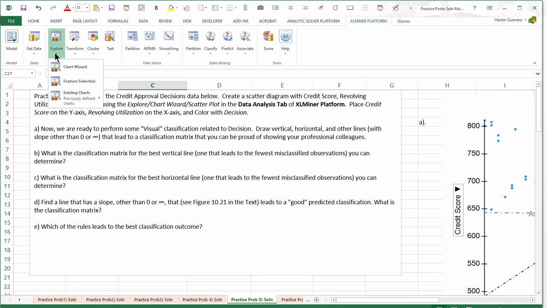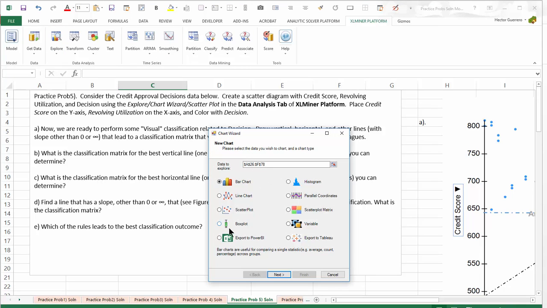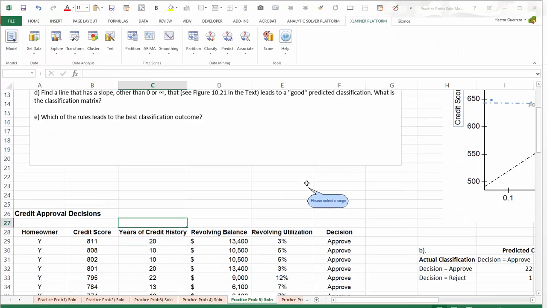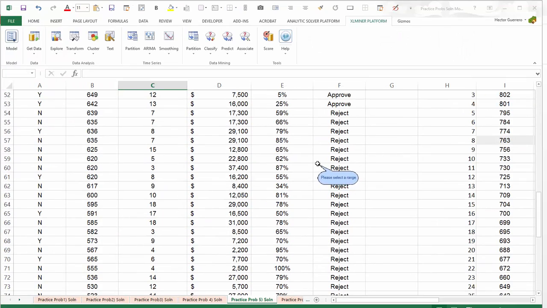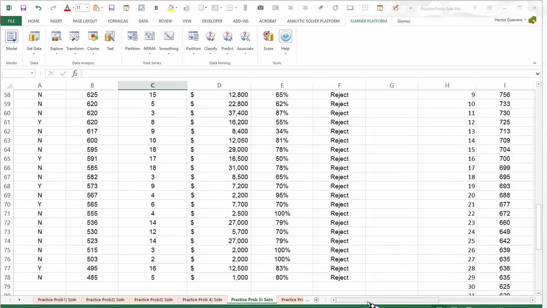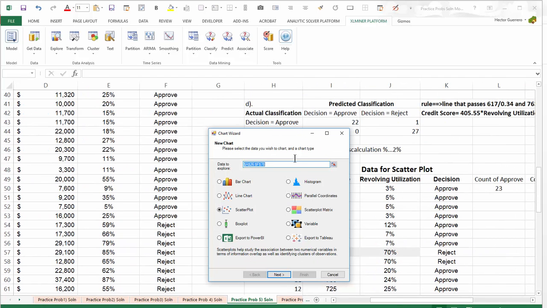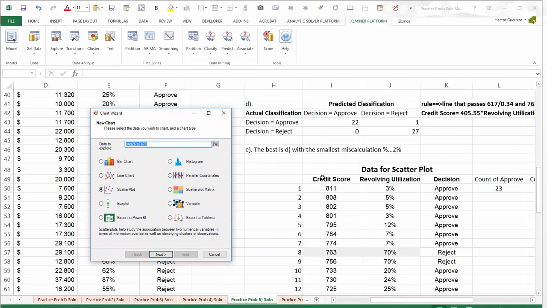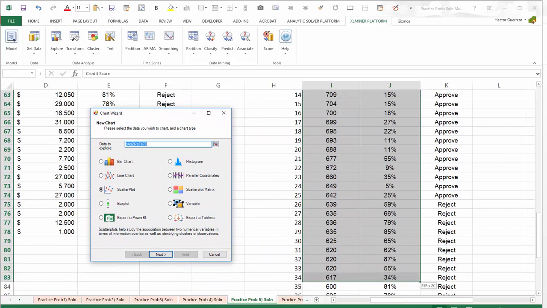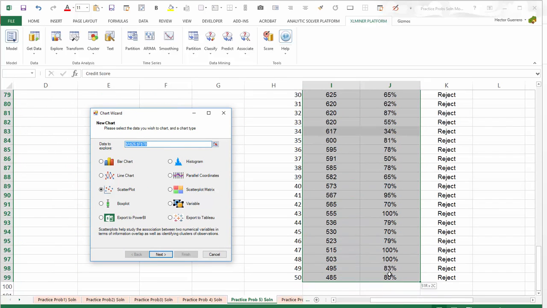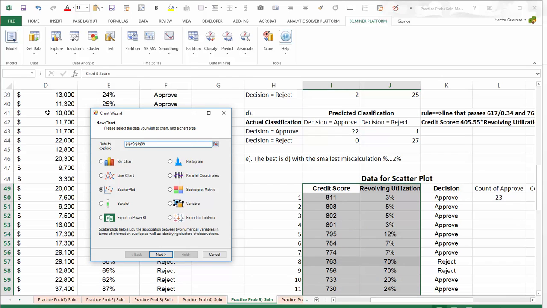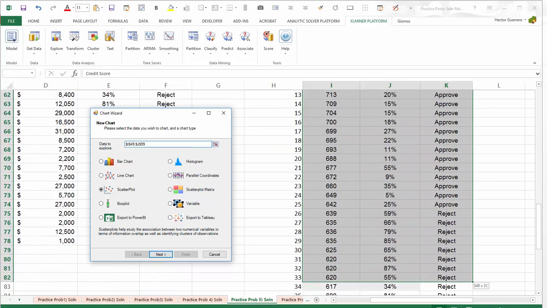We know that in Explore we have our chart wizard. Let's select a scatter plot. I'm going to have to get the data that I want. I have preconditioned the data because I want two columns. I want the credit and the revolving utilization. So I cut that out of the data that I had over here, cut and paste, and removed the other variables. I have the decision variable also over here, which I will use. But let me grab all of the data.